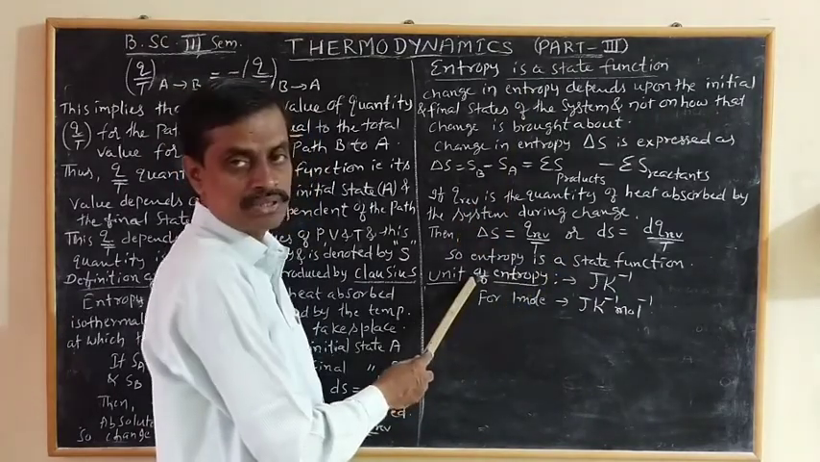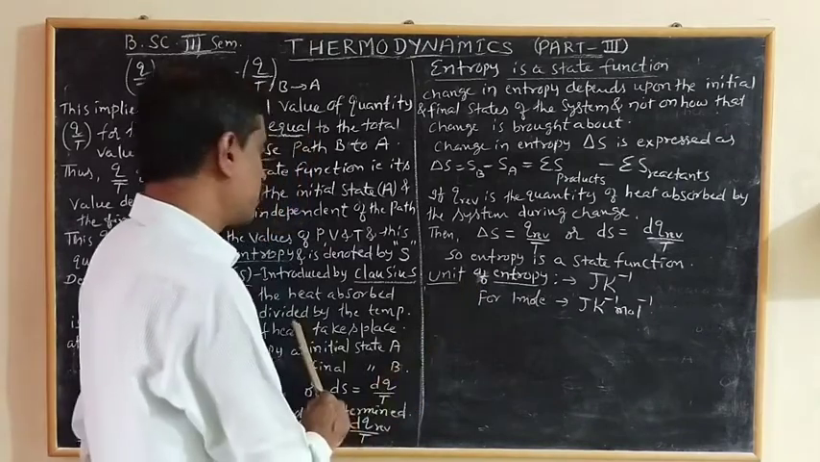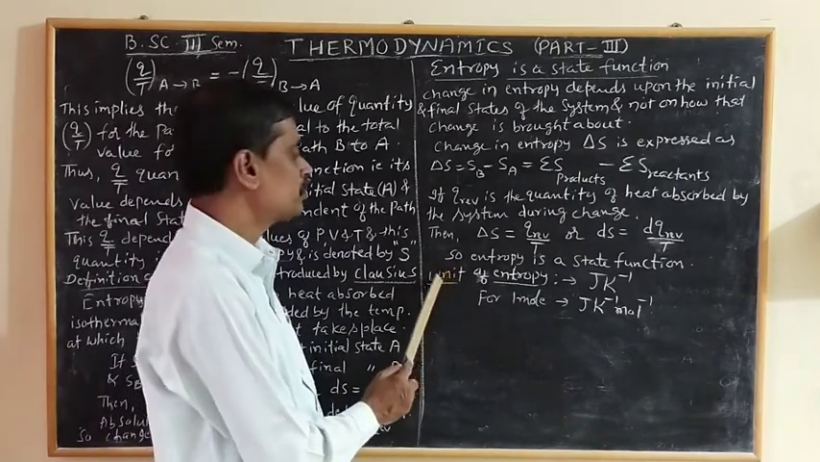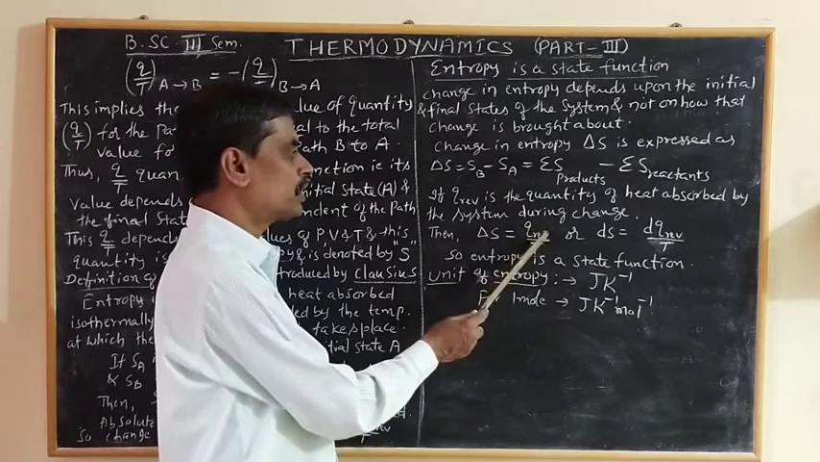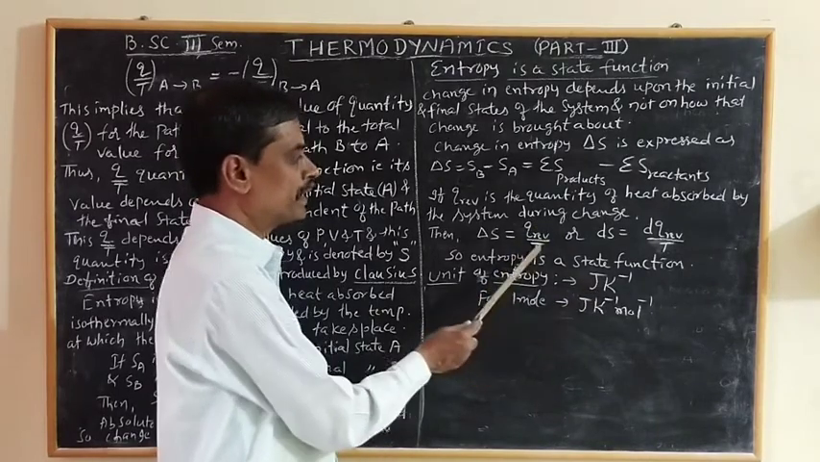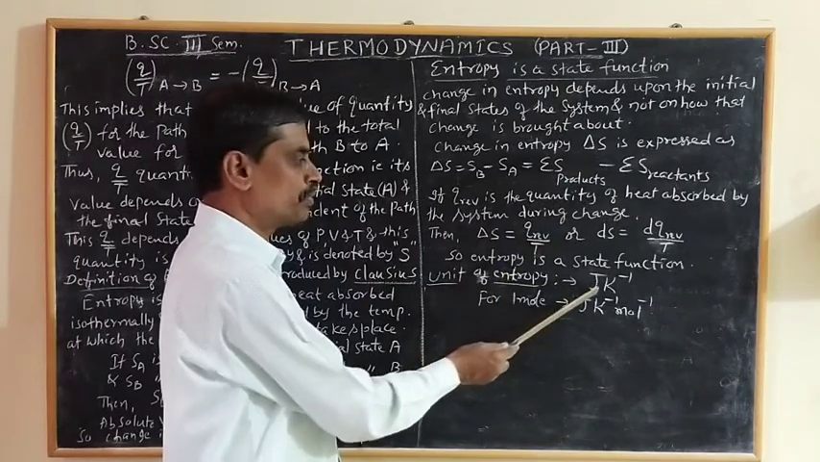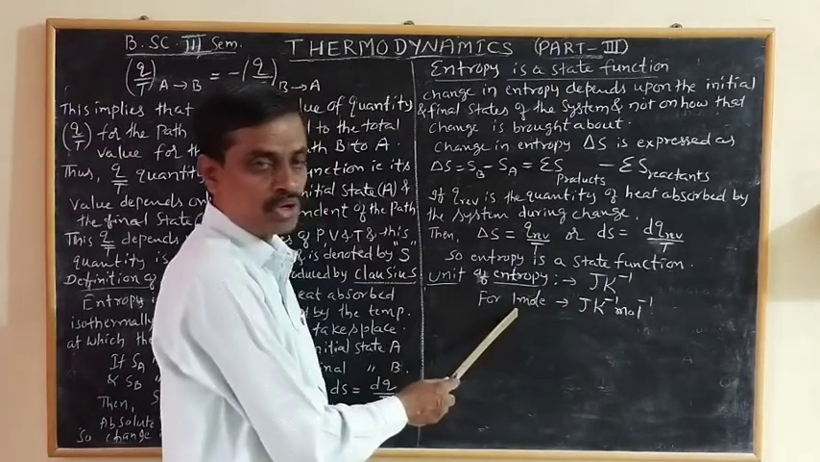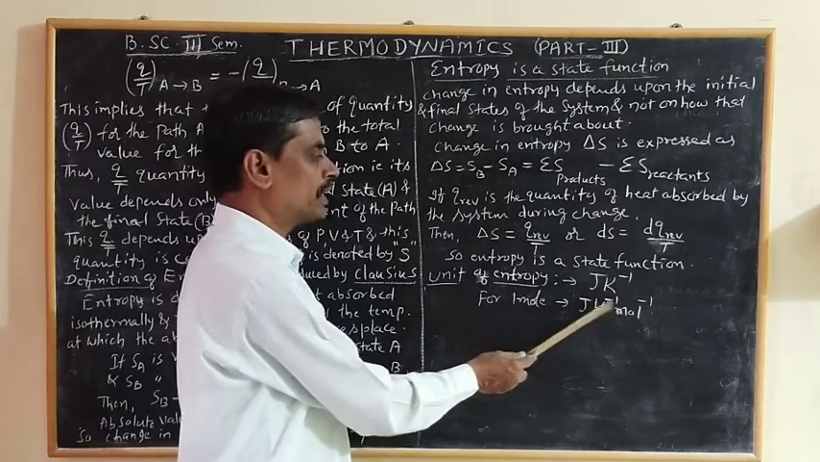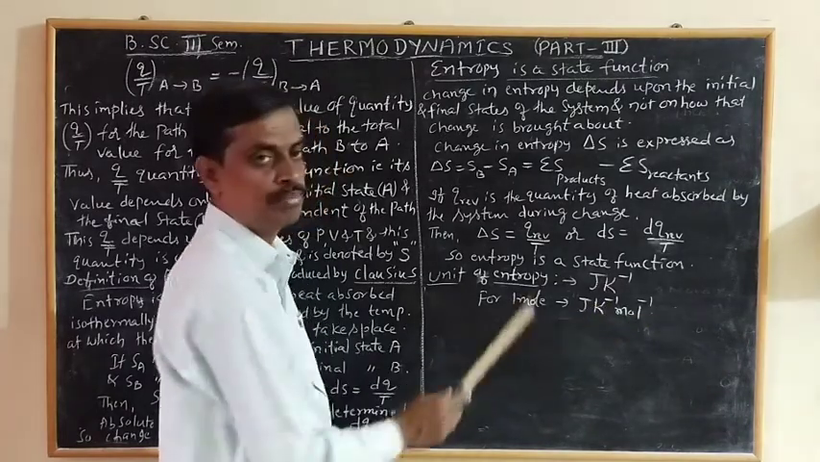They will ask this in the examination for 2 marks along with the definition and unit. So what is the unit of entropy? You know that heat is in terms of joule and temperature in terms of Kelvin, and it is present in the denominator. So the unit of entropy is joule per Kelvin, and for 1 mole, you can write joule per Kelvin per mole as the unit of entropy.